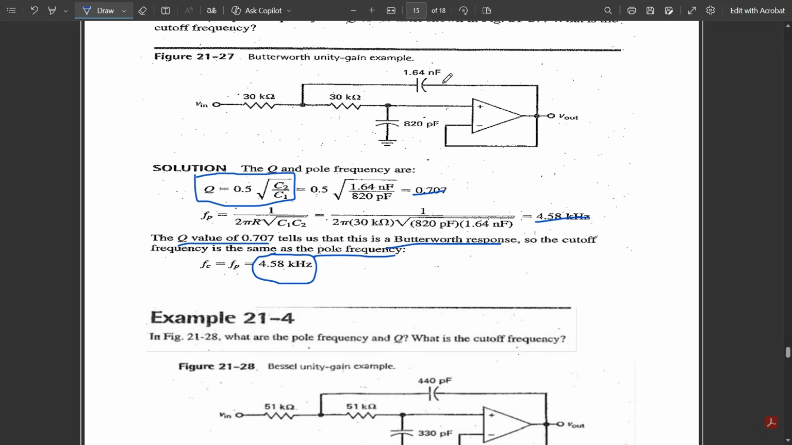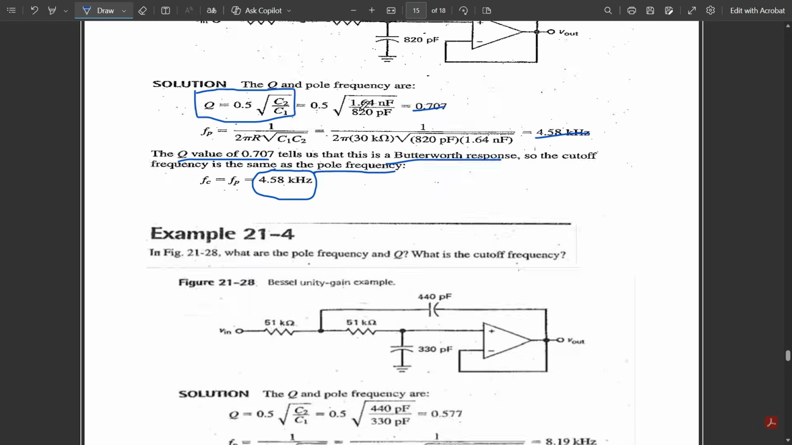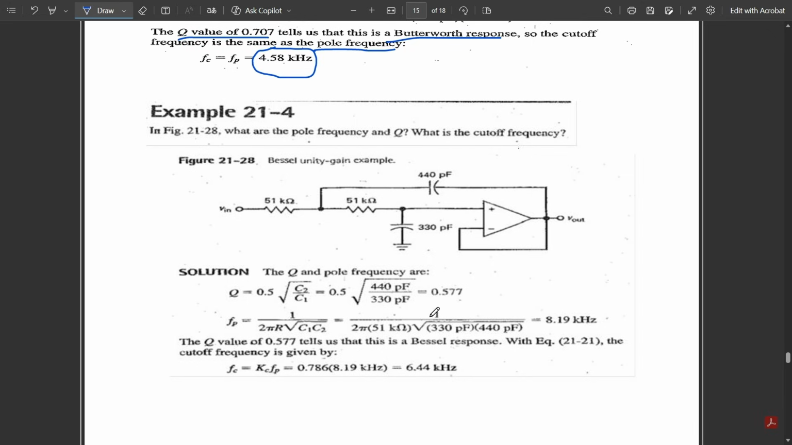So this is one simple example for a Butterworth unity gain. Now for the Bessel unity gain, how are the circuits given, and how can you identify them? This is the example here. For this circuit, the value of the resistor is the same, that is 51 kilo ohm, and this is again a non-inverting input. This is C2, the feedback capacitance, that is 440 picofarad, and C1 is the input capacitance, that is 330 picofarad. They have told us to find the values of Q and pole frequency along with the cutoff frequency.